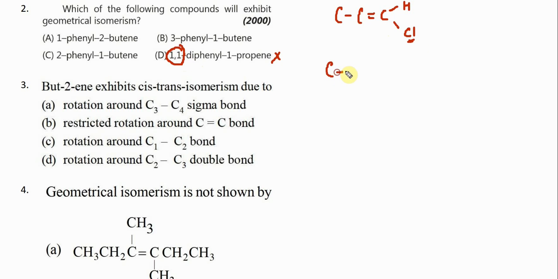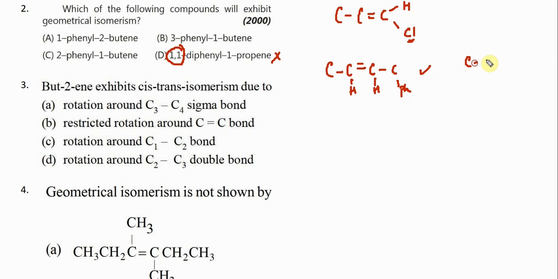So I have butene. First one is 2 butene, 1 phenyl. So right there, this is 1 phenyl, correct. Here, if you look, this is 2 butene, this is hydrogen, this is hydrogen. So this can show, the two hydrogens can be cis, they can be trans.